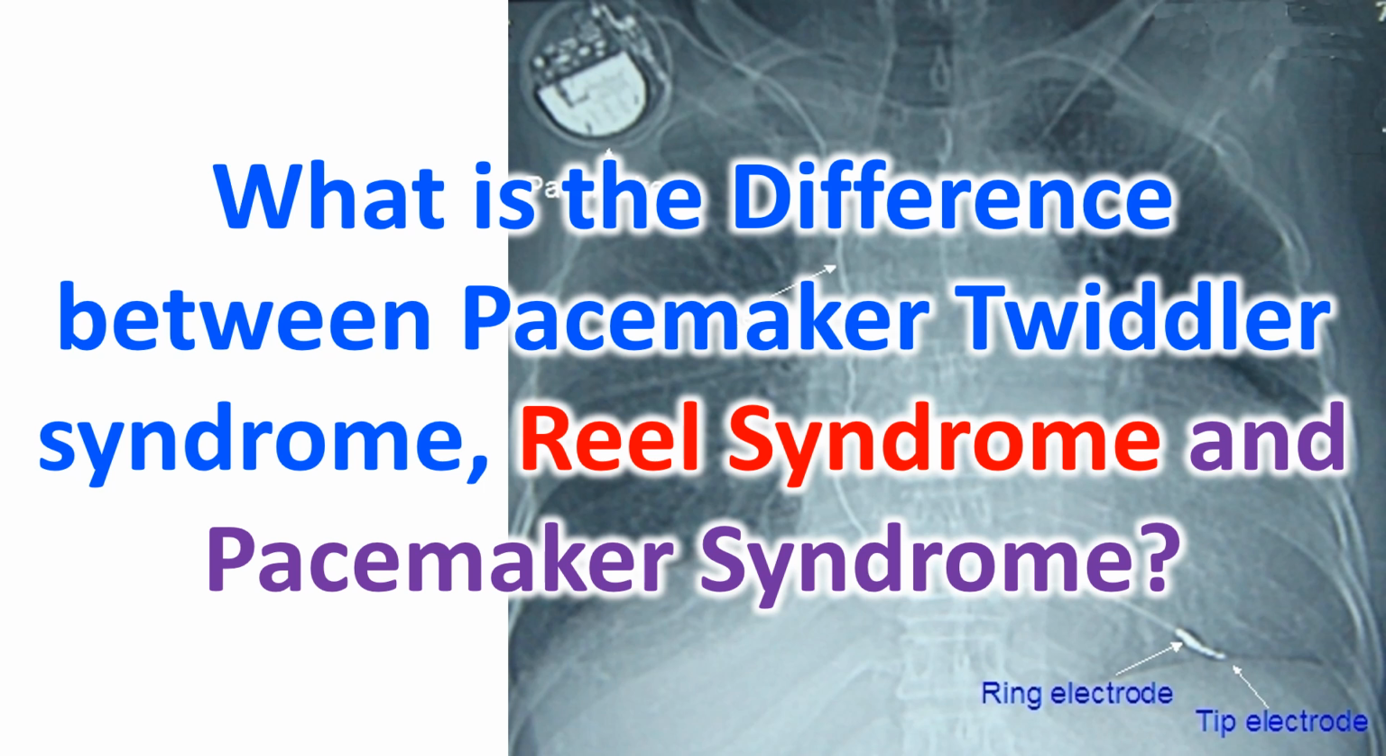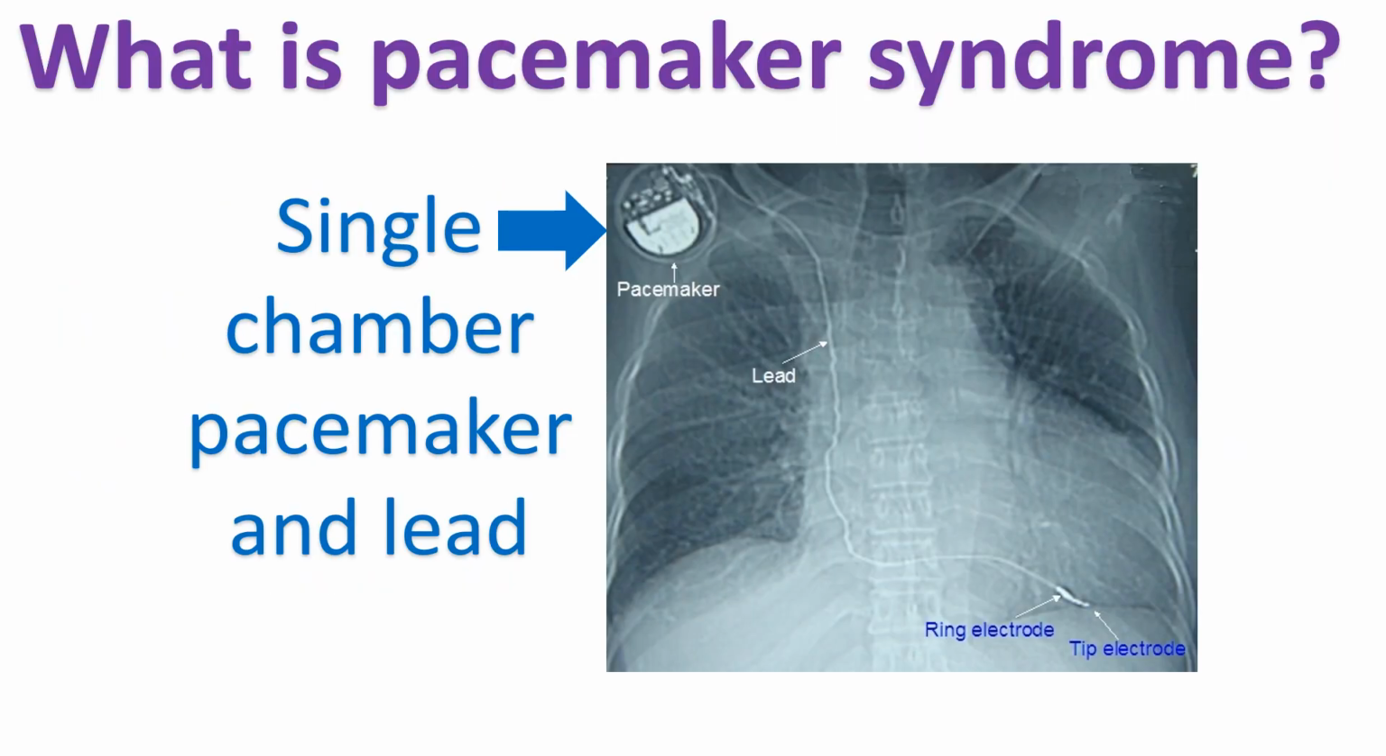in its pocket. Reel syndrome is a variant in which the pulse generator rotates on its transverse axis, leading to coiling of the lead around the generator and loss of capture due to retraction of the lead from the heart. It is mentioned that damage to the lead, like fracture and insulation breakage, are more likely with Twiddler syndrome than Reel syndrome.